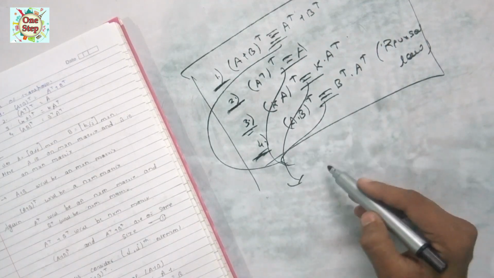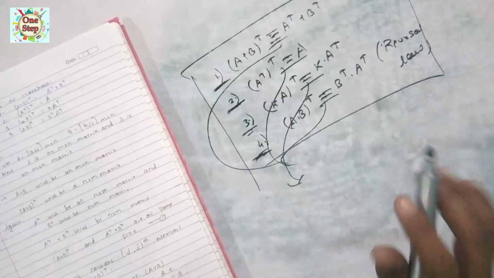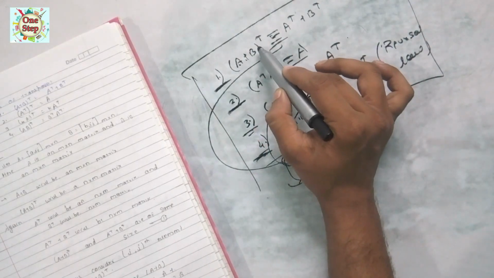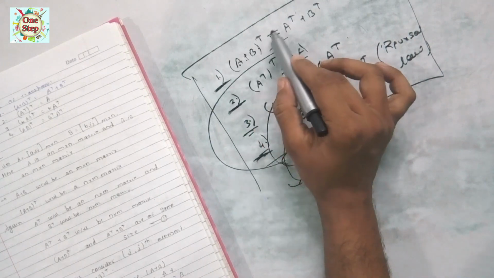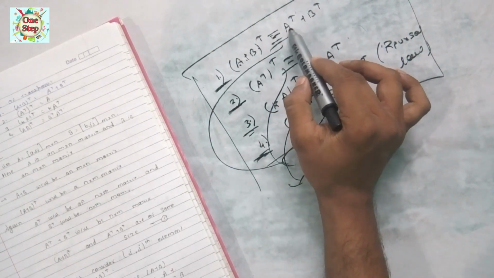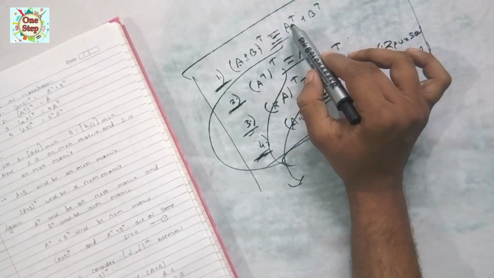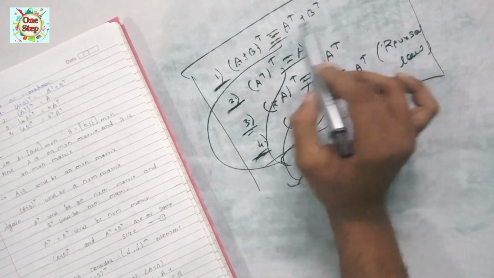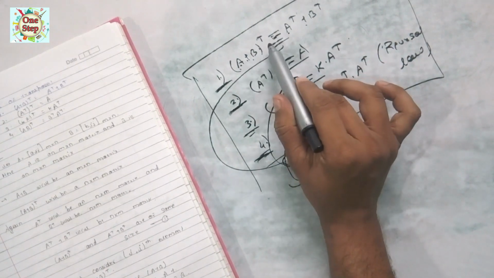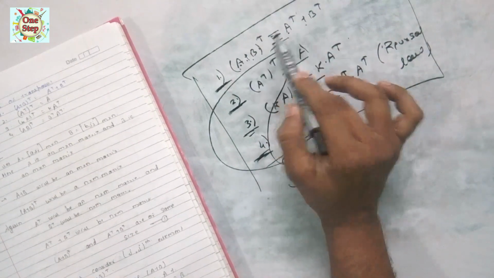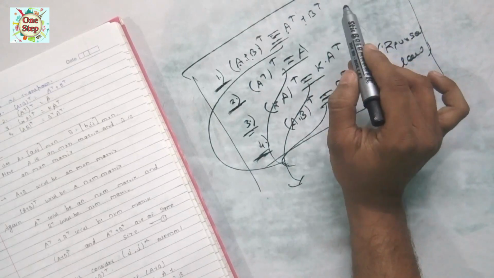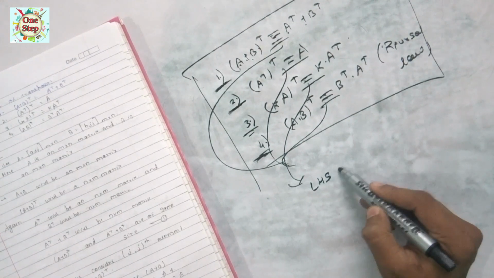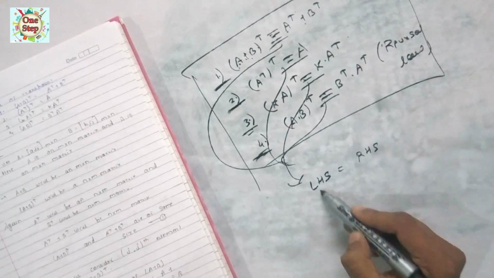Well, when two matrices are equal, the basic thing is that if we consider (A plus B) whole raised to the power transpose, it is split and divided into A transpose plus B transpose, and both become matrices, because we know that (A plus B) transpose is also a matrix, and A transpose plus B transpose is also a matrix. So the LHS is a matrix.